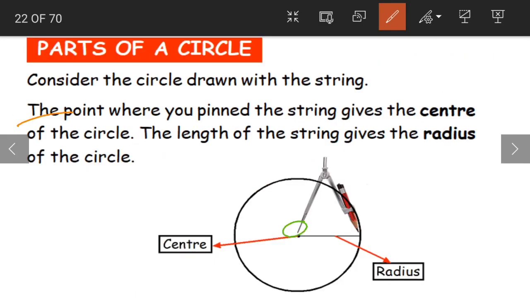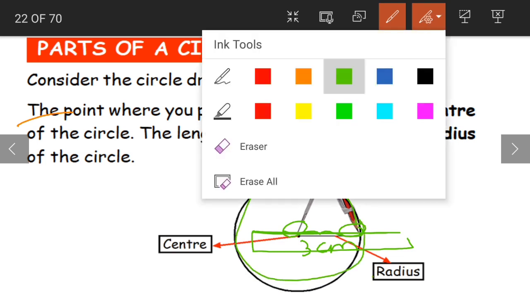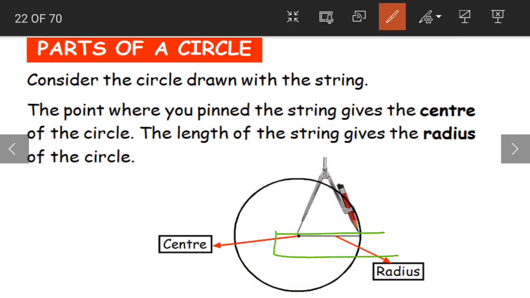Now stretch this compass so much that it is equal to 3 centimeters. Keep a ruler below and make sure that you stretch only 3 centimeters. Now with the same measurement, when you draw a circle, the radius of the circle will be 3 centimeters. When you stretch it so that the distance is equal to 10 centimeters and draw a circle, we'll get a circle whose radius is equal to 10 centimeters.